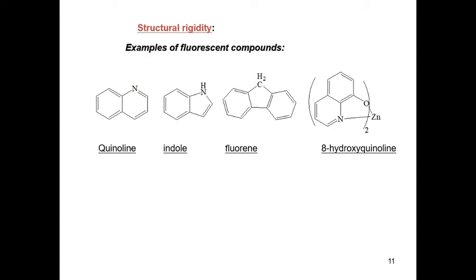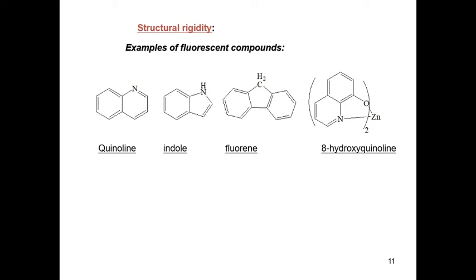Previously when I talked about structure, I always said that if there is some kind of structural rigidity for the compound, for example, here we can see 8-hydroxyquinoline chelated to zinc. Once such structural rigidity increases, there will be an increase in the fluorescence.